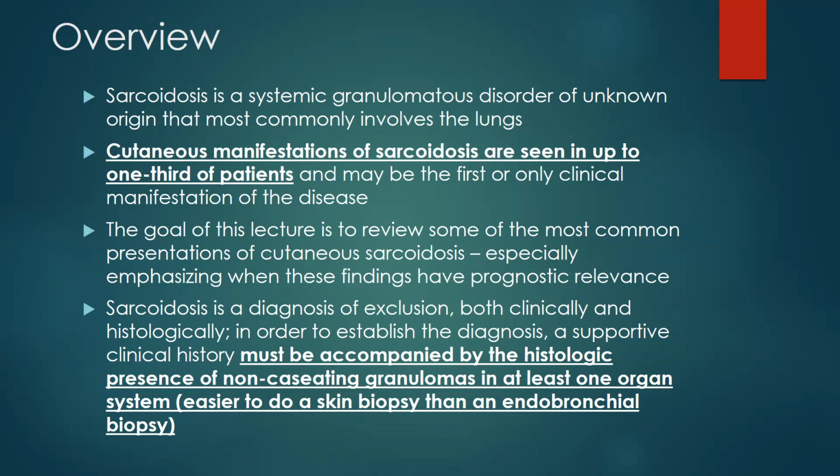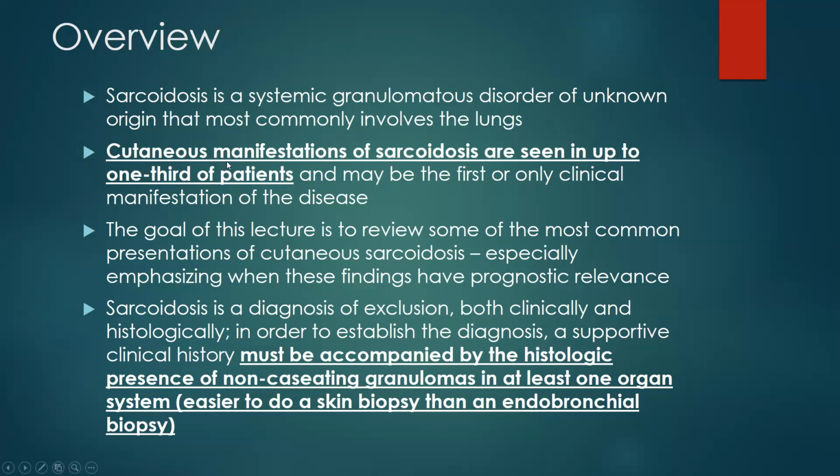Dr. Rohr already mentioned this a few times, but this is a diagnosis of exclusion, both clinically and histologically. In order to establish a diagnosis, you need a supportive clinical history, but you also want, ideally, histologic presence of non-caseating granulomas in at least one organ system. The reason I bolded and underlined that is because in a lot of situations, if we're talking about pulmonary sarcoidosis or cardiac sarcoidosis, we're talking about doing endobronchial biopsies or cardiac biopsies. If we're talking about neurosarcoidosis, we're talking about doing a brain biopsy. If you have skin involvement and you can get those non-caseating granulomas on the skin without having to do one of those procedures, that's a huge win for you and the patient, especially if they have comorbidities that make some of those more invasive procedures less than ideal.